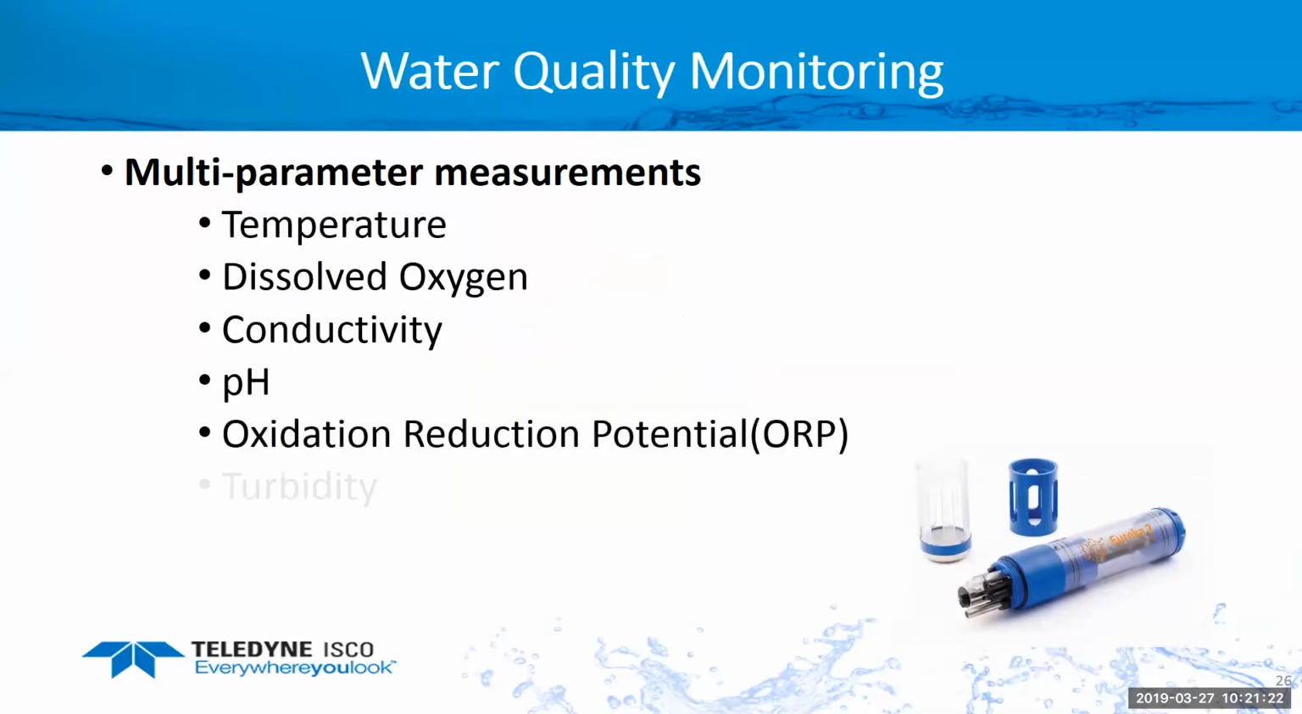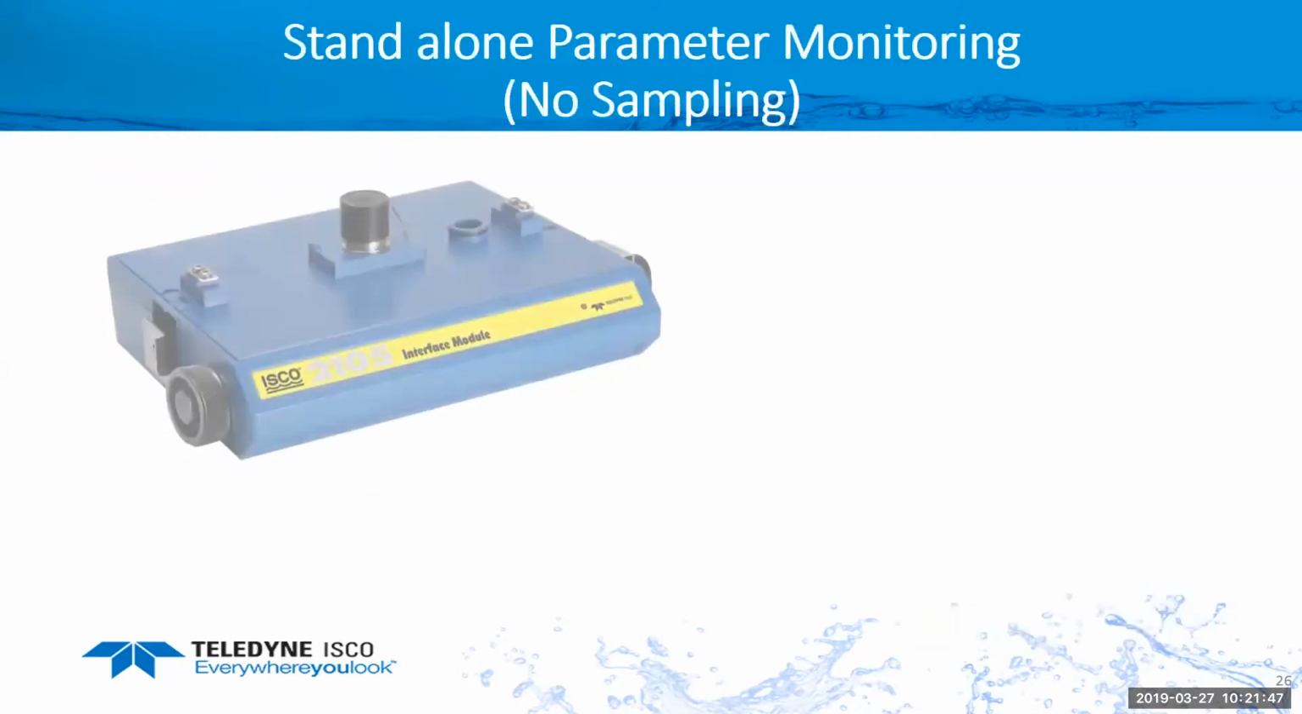Okay, so multi-parameter measurements include temperature, dissolved oxygen, conductivity, pH, ORP, turbidity. These are all things found in these type of sensors, and you can talk to your local reps as far as what sensors they handle and what would be best suited for your needs. But yeah, so these are different parameters that are typically recorded in different stormwater sampling applications.